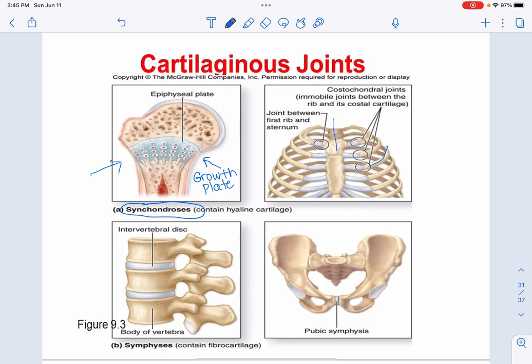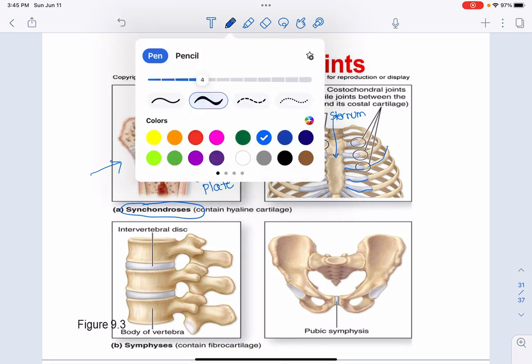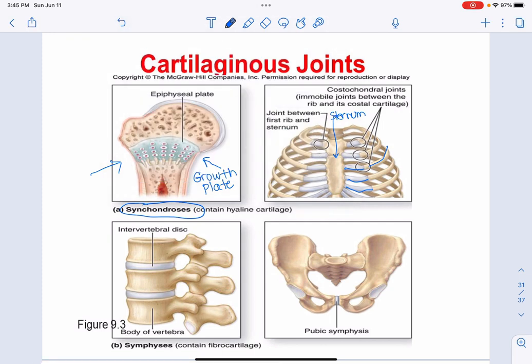the sternum, which is right here, by hyaline cartilage. That's what this is right here. So this is another example of synchondrosis, of that type of cartilaginous joint. So where a bone is meeting another bone, so the rib here is meeting with the sternum here through an area of cartilage. And then the second type of cartilaginous joints were symphysis.